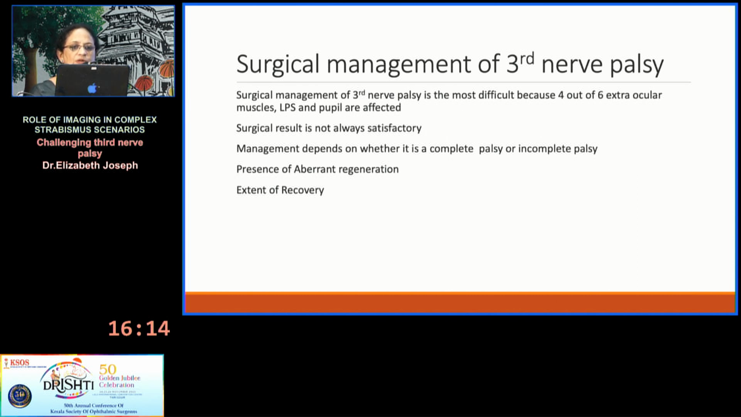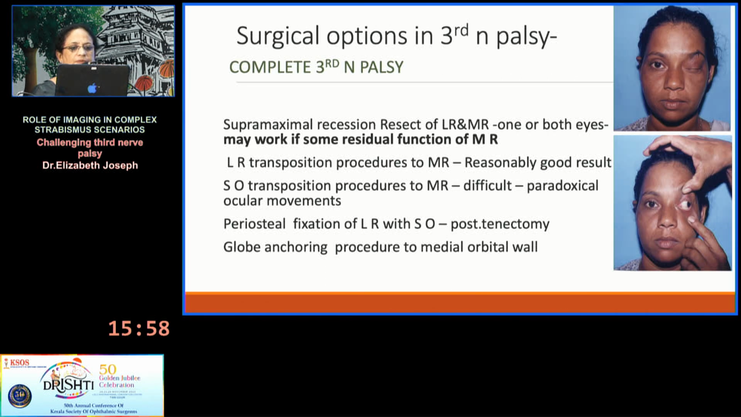The surgical management of third nerve palsy is the most difficult for strabismologists, because the results are not always very satisfactory, and the management depends on whether it is a complete or incomplete palsy, and whether there is aberrant regeneration. Look at this patient. This patient had an intracranial tumor and presented with a total third nerve palsy with ptosis, and in such conditions, what will you do?